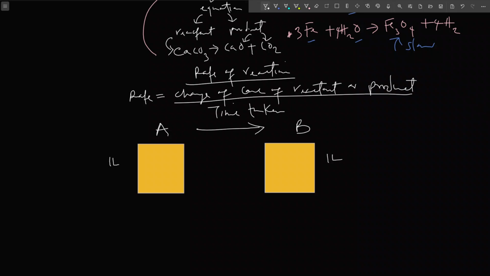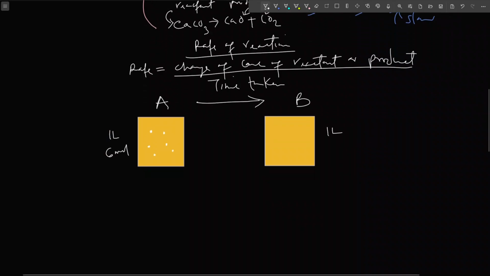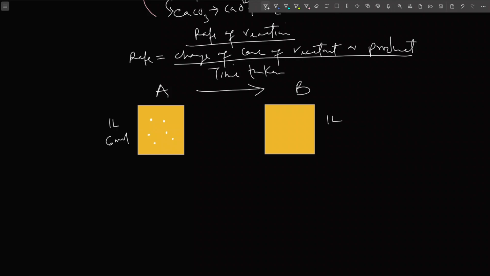Now in this box we have some molecules of A, some amount of A. So how many do I have? Let me just count: 1, 2, 3, 4, 5, 6. That means we have about, let's say, 6 moles of A. Now, from your knowledge in stoichiometry, we know that concentration is equal to mole or amount of substance over what? Volume.